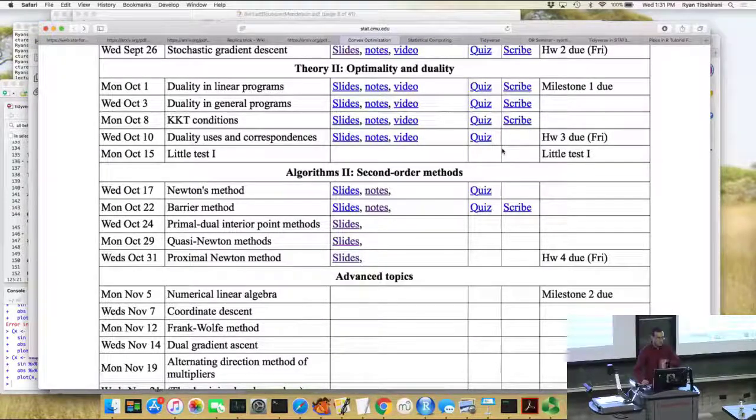Okay, guys, let me start by asking you a question or a survey. So today we're doing the primal dual interior point method. Next week, actually, I'm gone, unfortunately.